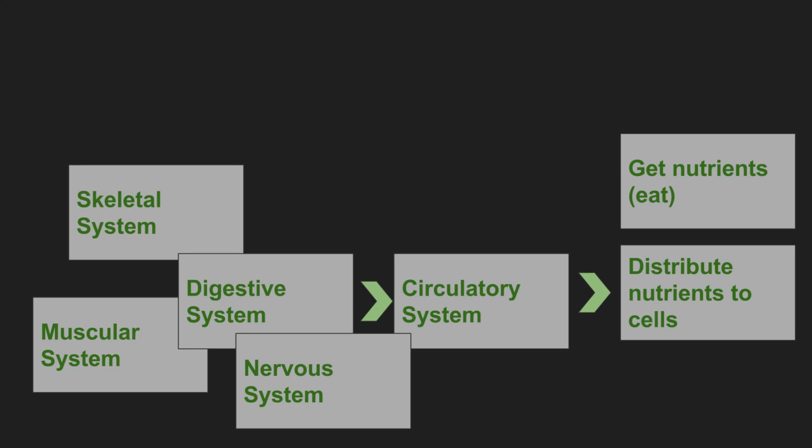And where does it get the nutrients? From the digestive system. So the blood gets the nutrients from the digestive system before it can distribute them to the cells. But what do the skeletal and muscular systems do? Well, I know that muscles pull on your bones and make you move. Does the fish have to move to get nutrients? I guess so. It has to move to eat, right? How else would it get to its food?